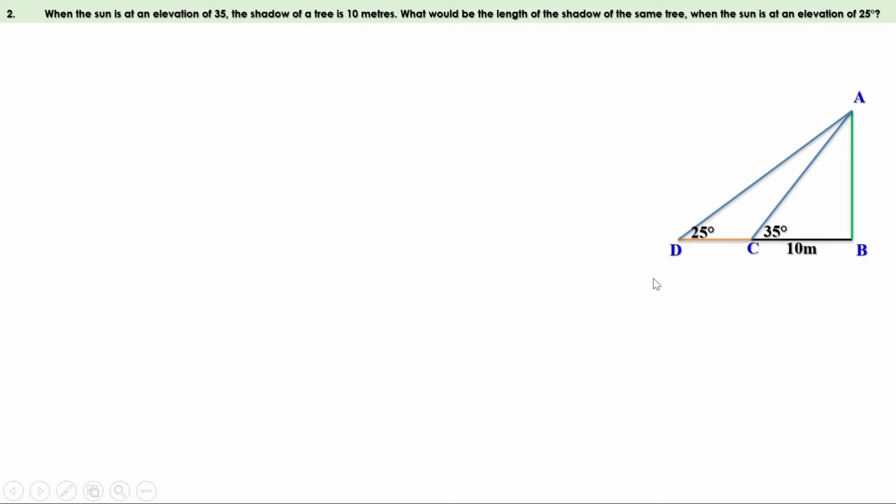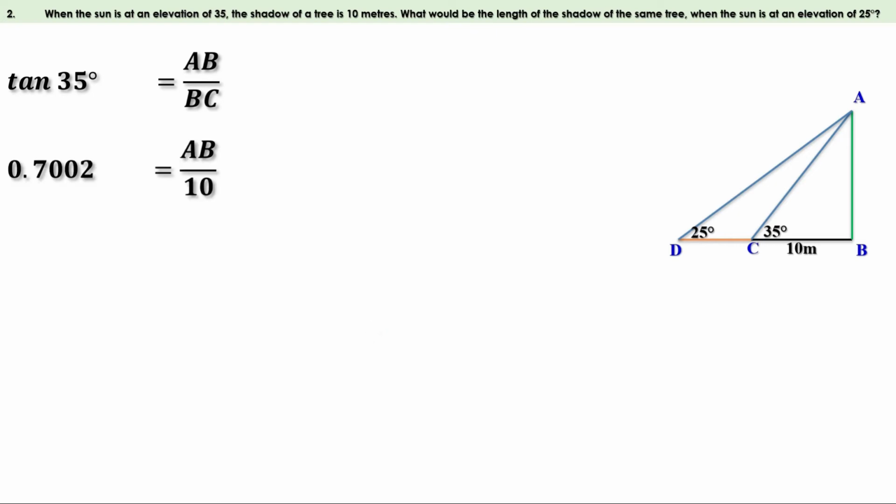Now observe two right angle triangles, triangle ABC and triangle ABD. In triangle ABC, AB is the tree and BC is its shadow. Based on this angle, AB is the opposite side and BC is the adjacent side. So let us take tan 35. Tan 35 degree equal to opposite side by adjacent side, or AB by BC. The value of tan 35 is 0.7002 and BC is 10 meters. Replacing the values, we can write 0.7002 equal to AB by 10.